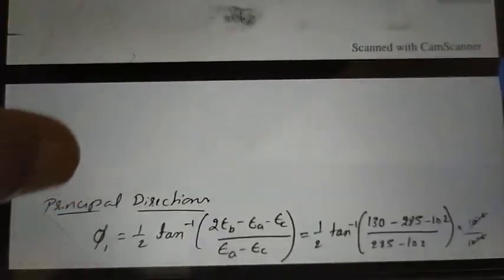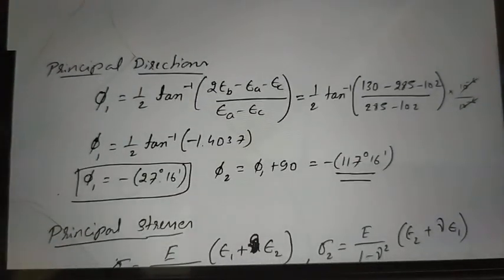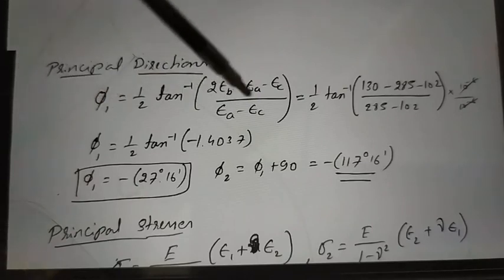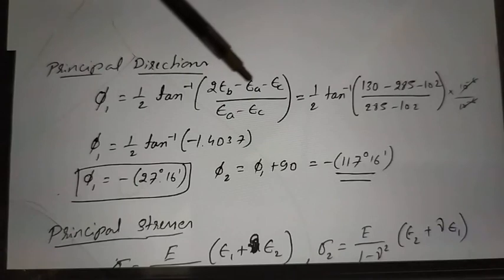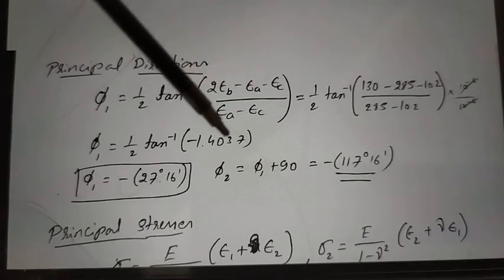Next, you have to determine the principal directions. For the principal directions you have the equation. In the earlier derivation we have done, tan 2 phi is equal to gamma, that is, 2 epsilon B minus epsilon A minus epsilon C, divided by epsilon A minus epsilon C.